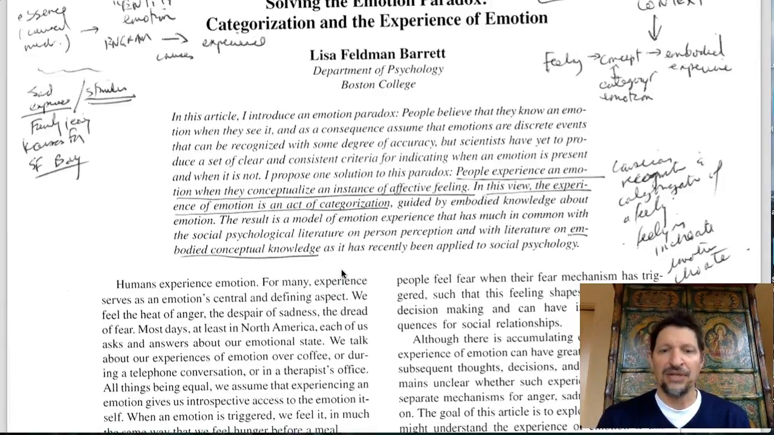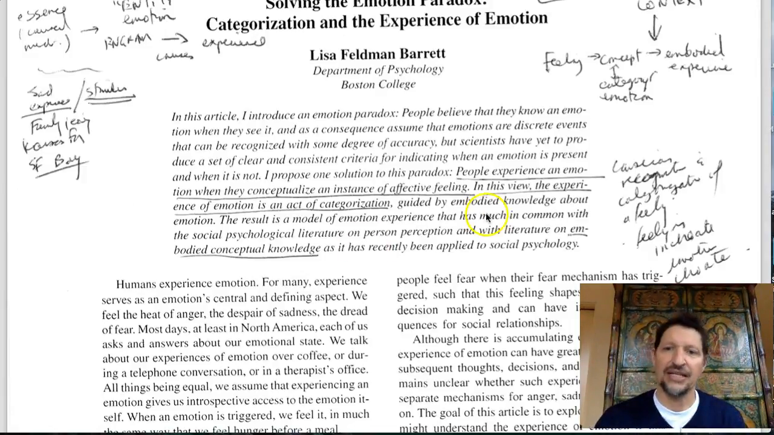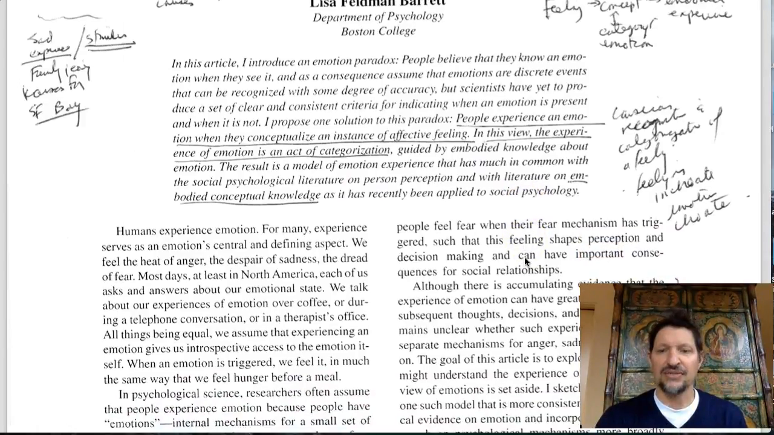And being able to pick out the major sentence in there is important. I've underlined the major sentence. People experience an emotion when they conceptualize an instant of affective feeling. In this view, the experience of emotion is an act of categorization. You have a feeling, your brain categorizes it as something, then you experience an emotion. That's basically what she's saying. That's the constructivist or conceptual or categorical understanding of it.